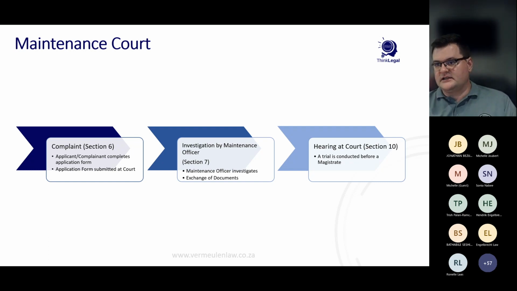Although the magistrate in a Section 10, which is a maintenance hearing or trial, makes the final maintenance order, preparing the matter for that trial, subpoenaing documents, facilitating the exchange of documents, facilitating the engagement between the parties, very often, in all cases, really falls within the auspices of the maintenance officer and their duties as a functionary of the court.